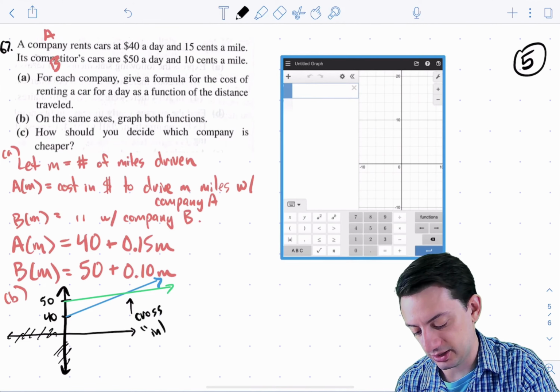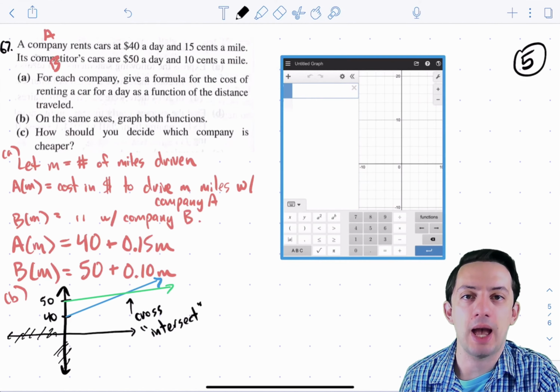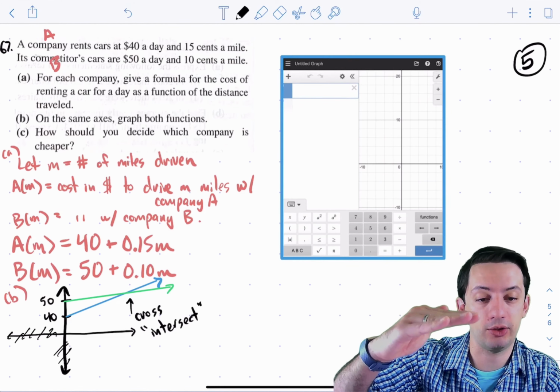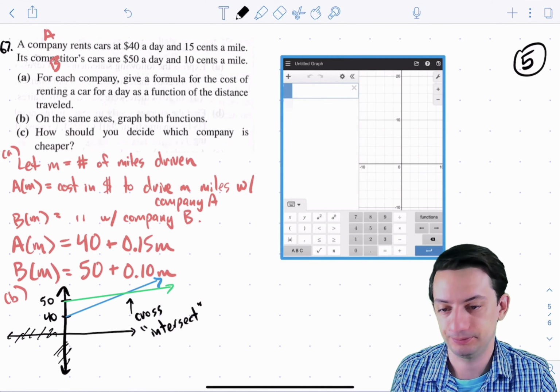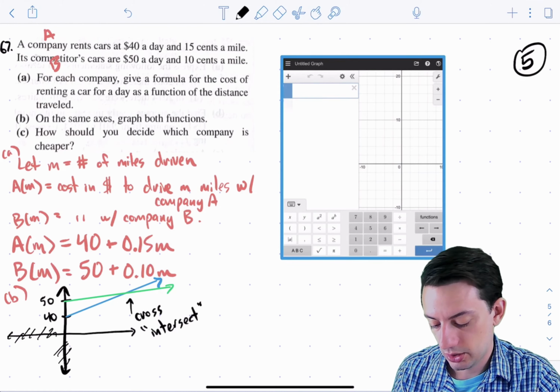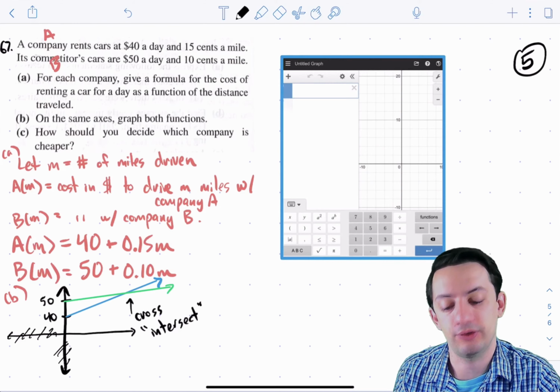Another way we say that is that the two lines intersect. And we know that has to happen because it starts higher, but it's shallower. So it's going to have to cross the line that starts lower and is steeper. So there's our graph, and we'll go into the web graph in just a minute.